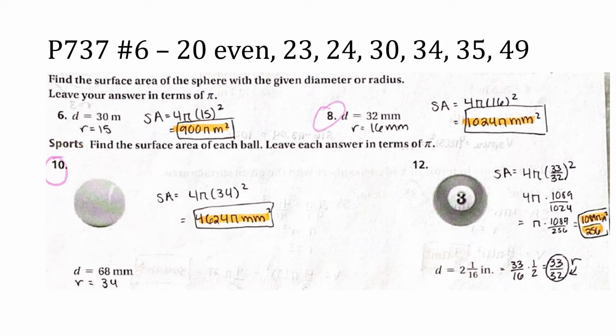On number 12, the diameter was 2 and 1/16 inches. So I turned that into a fraction for my radius, which was 33 over 32, or 33 thirty-seconds. The other way that you could do it is that a diameter of 2 and 1/16 is the same thing as 2.0625, and then divided by 2, I believe that's like 1.0312 something. So you could also just use a decimal.